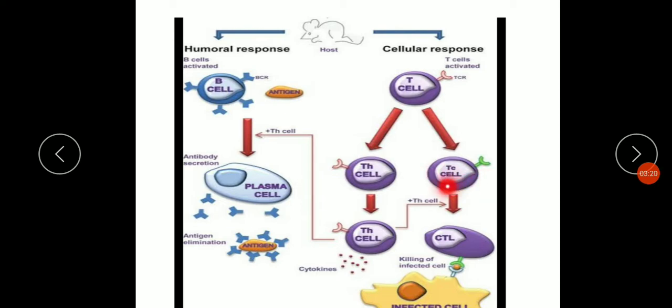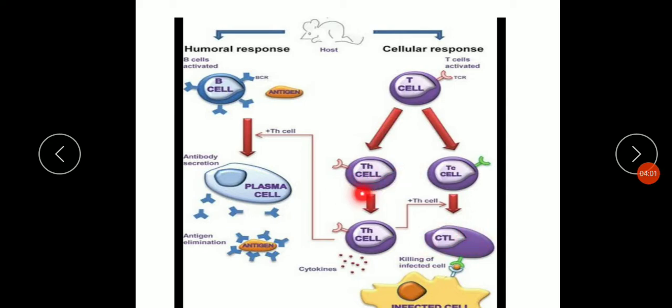The cytotoxic T cells cause direct destruction of antigen containing cells by release of lysosomal proteins. So these cytotoxic cells release that substance, the lysosomal proteins, and they directly destroy the antigen containing cells. Cytotoxic destruction is particularly important in dealing with viruses, which are otherwise relatively inaccessible within the host cell. So they kill the infected cells by releasing these lysosomal proteins.